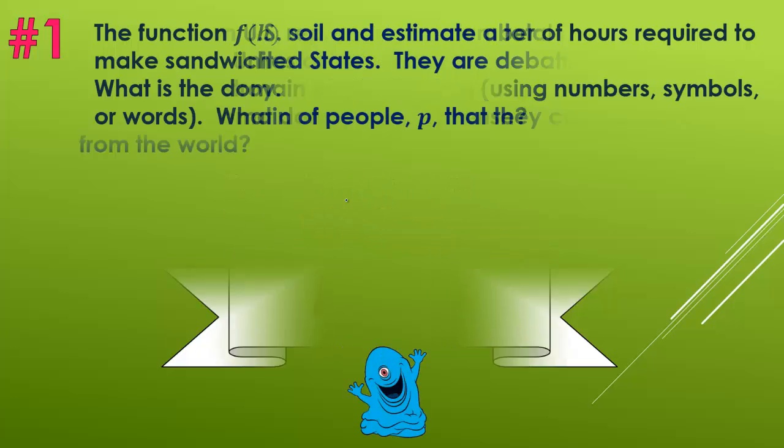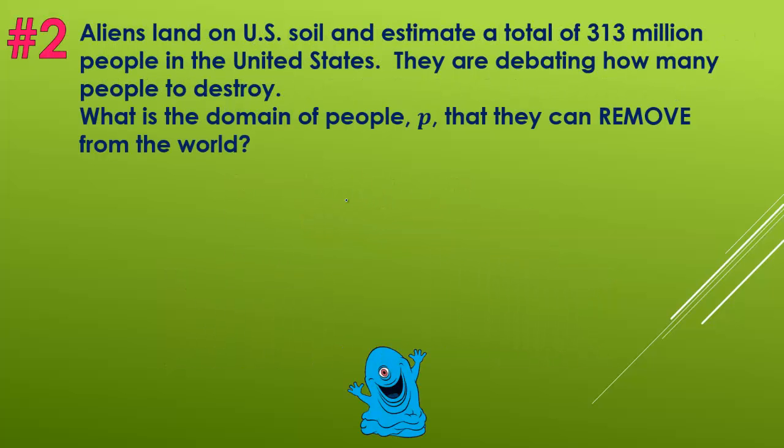Plain and simple. All right. This one's a little bit different. Aliens land on U.S. soil, an estimated total of 313 million people in the United States. They are debating how many people to destroy.